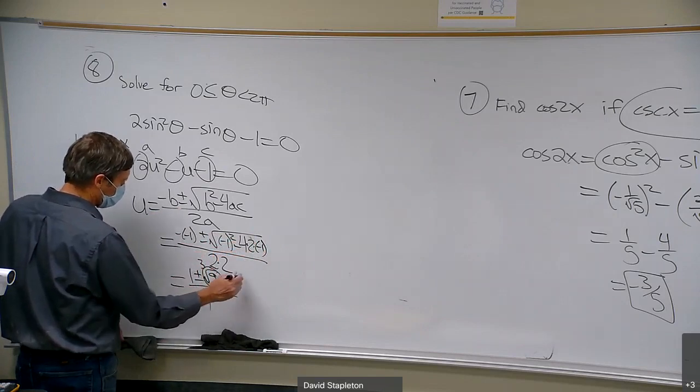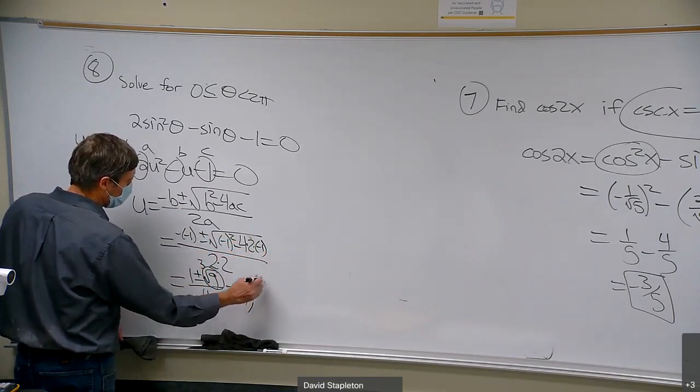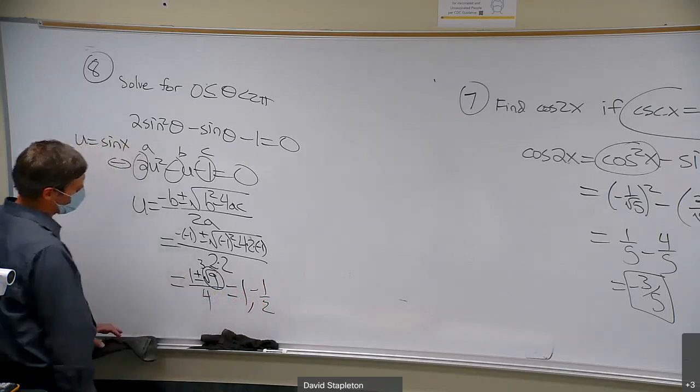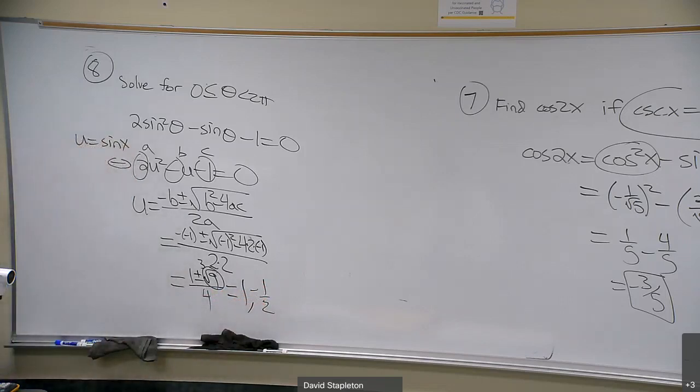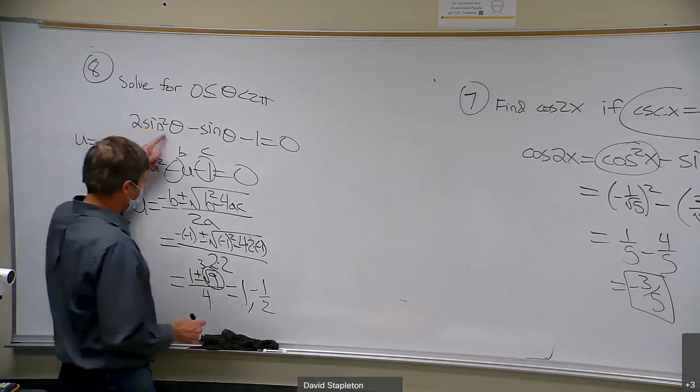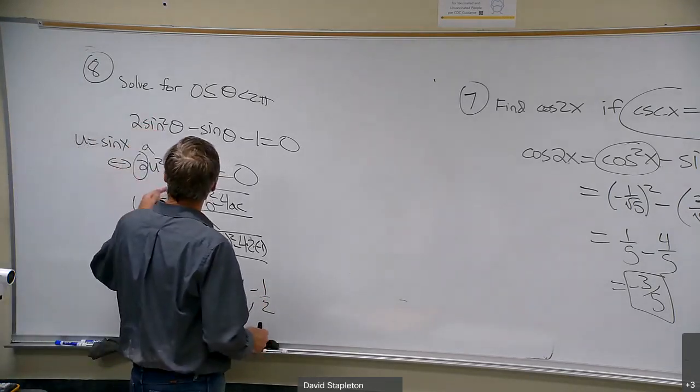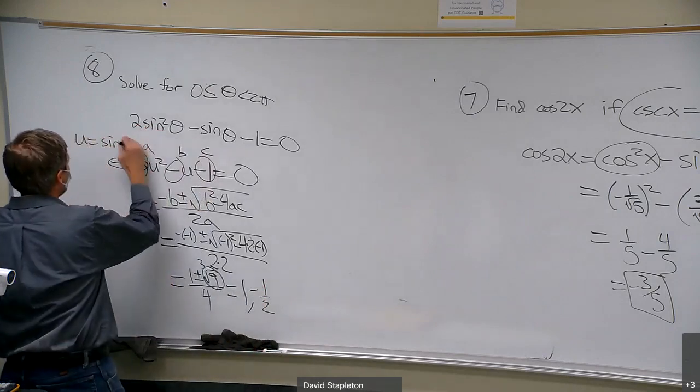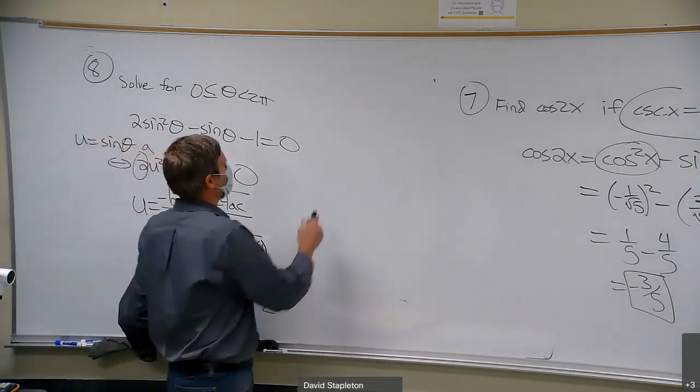1 plus 3 over 4 is 1. 1 minus 3 over 4 is minus a half. So there's 2 solutions by the quadratic formula, or by factoring if you tried factoring, but I said use the quadratic formula. So this equation is equivalent to u, or sine theta, equals 1 or minus a half.